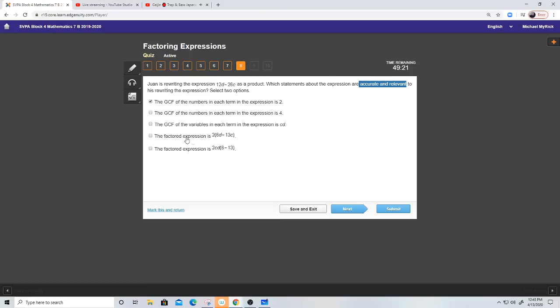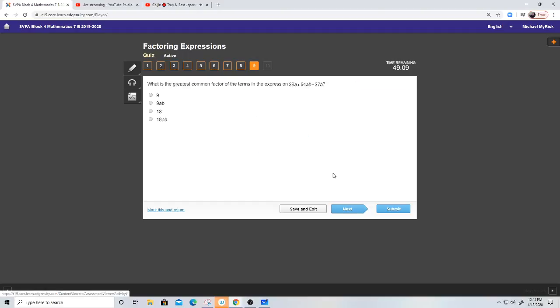The factored expression is 2 parentheses 6D minus 13C. 2 times 6D is 12D, right? So that's good. 2 times negative 13C is negative 26C. That's good. So we got that one right there.